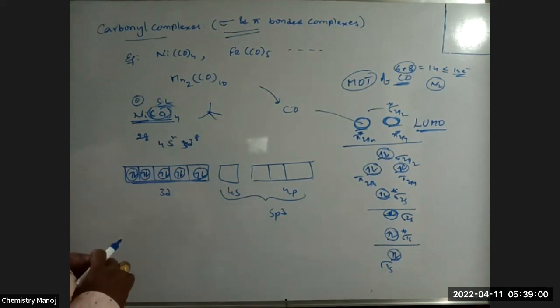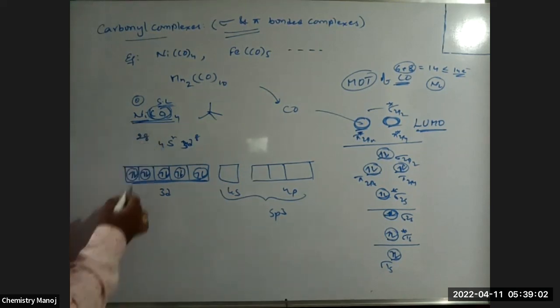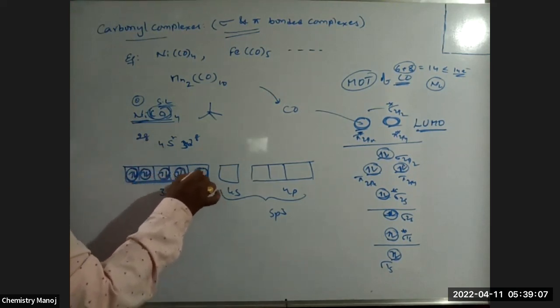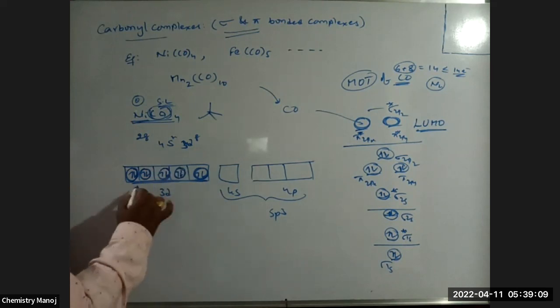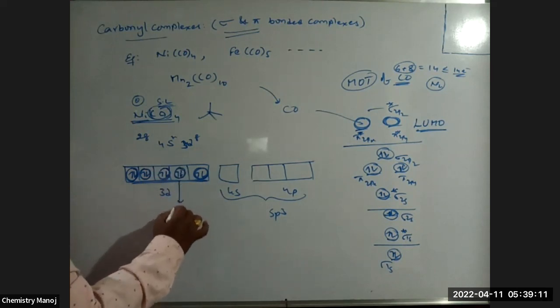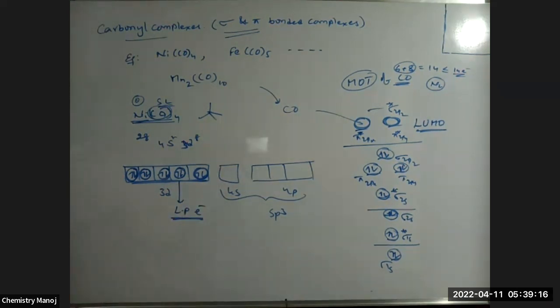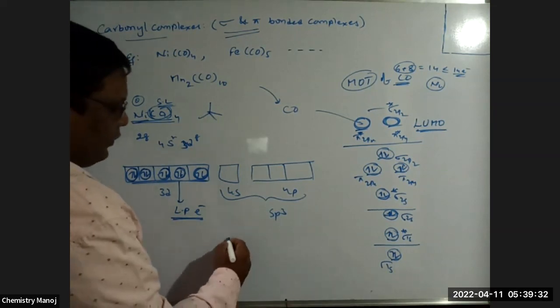Now see, my dear, in nickel these are the electron pairs available in the metal which are not involved in bond formation. Am I correct or not? These are all considered lone paired electrons. In nickel, these are non-bonded electron pairs. Correct or wrong?